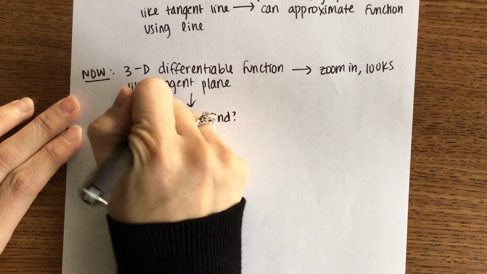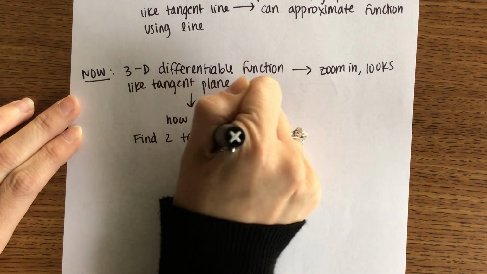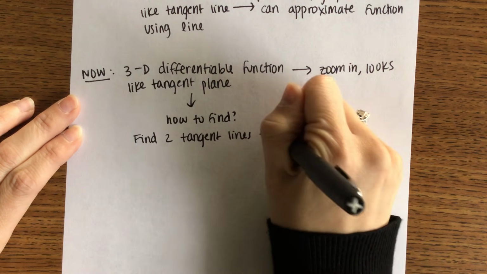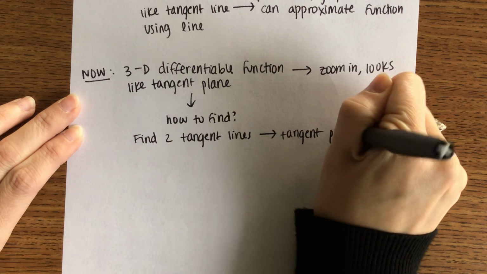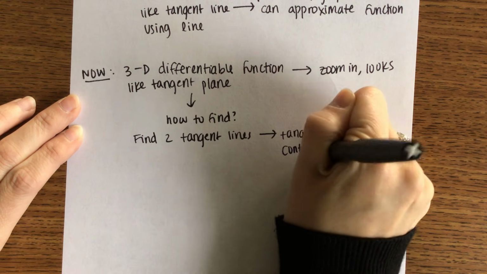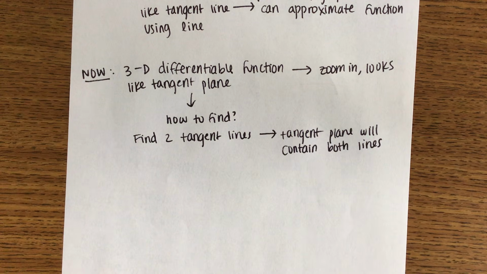Okay, so here's the main idea. We are going to find two tangent lines. The tangent plane, then, will contain both of those lines. So the question then is, what tangent lines are we looking for?